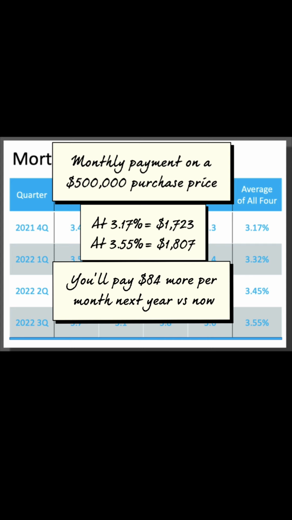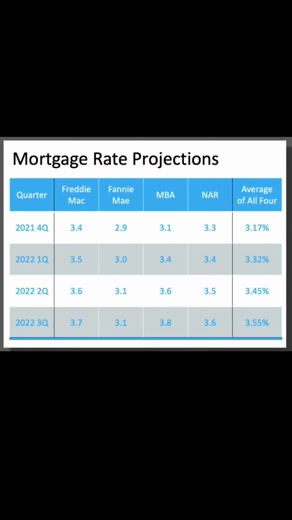$84 a month obviously is not chump change, it's real money, but it isn't necessarily enough for most $500,000 buyers to back themselves out of the market due to interest rate hikes. So if you are a seller who is fearful that the bottom's going to drop out and they better get their house on the market right now, honestly, I would love that. Get your house on the market. We need the inventory. But don't do it out of fear.